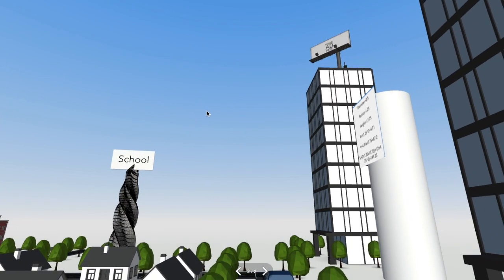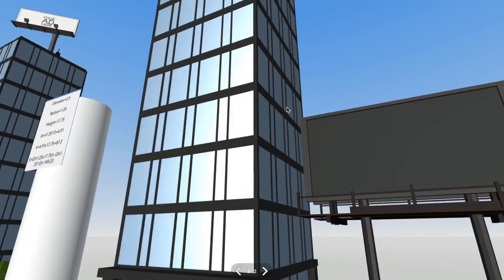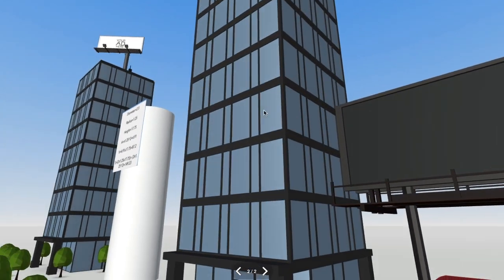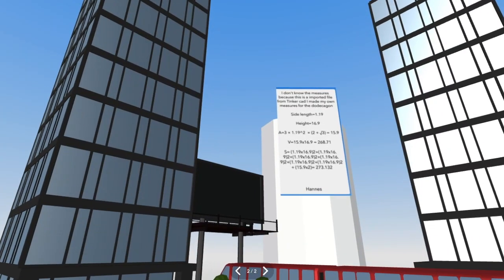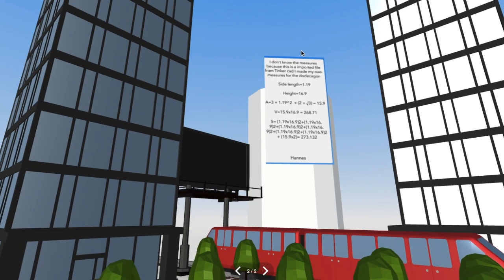Hello everybody, today I will be talking about my Cospaces. Today I will be showing you two of my shapes. One is from Tinkercad and one is from Cospaces. I have a cylinder and a dodecahedron.